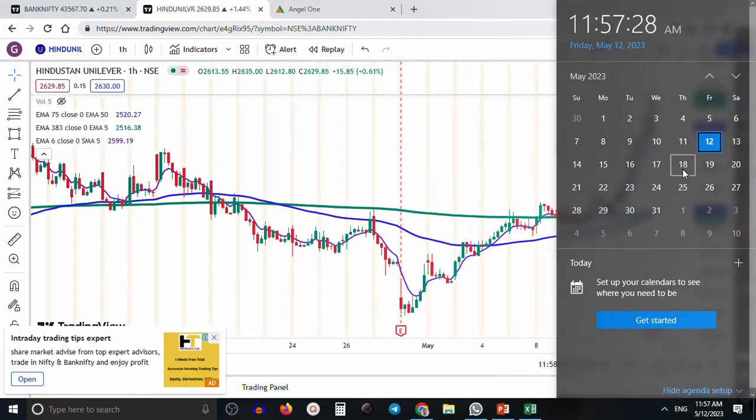I think on 18th May, one week before expiry. It's going to expire on 25th, and I'll close my position.